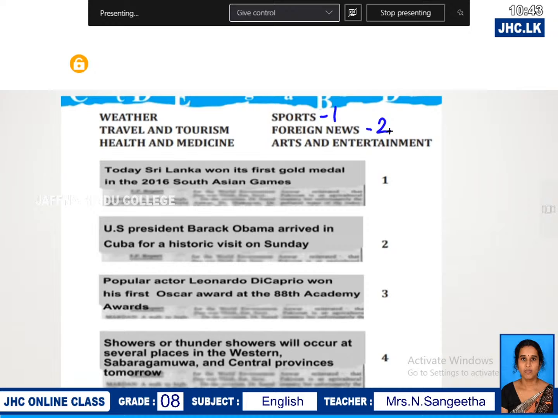And the third one, popular actor Leonardo DiCaprio won his first Oscar award at the 88th Academy Awards. Right. It is about cinema. So where does it go? Arts and entertainment. That is entertainment. Right. Showers or thunder showers will occur at several places in the western, Sabaragamuwa and central provinces tomorrow. Right. It's about a weather condition. So it goes under weather.